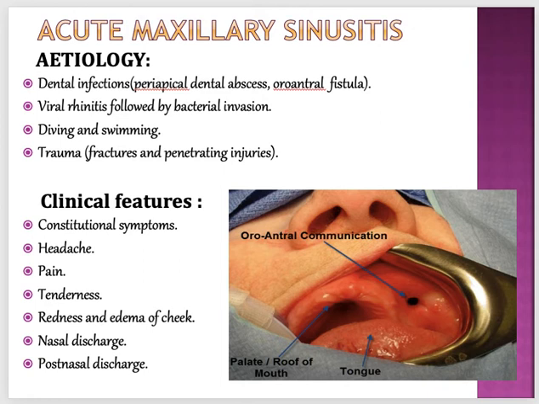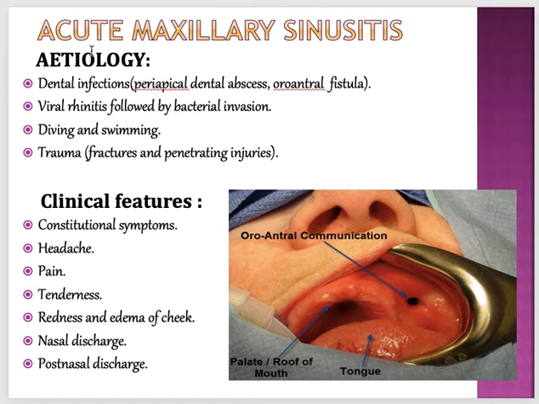I will scroll through the slides. I will talk about the difference between someone having maxillary or frontal sinusitis. The etiology, which we have already discussed, remains more or less the same.